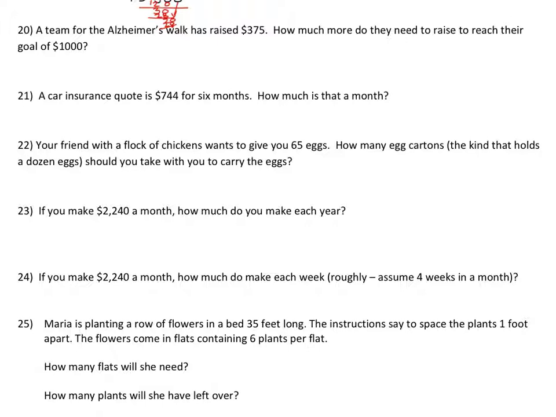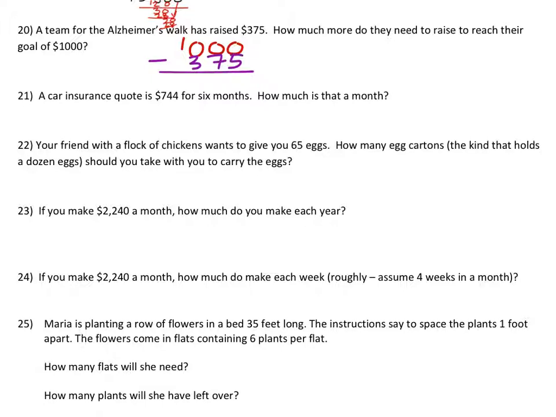So the team for the Alzheimer's Walk has raised $375. How much more do they need to raise to reach their goal of $1,000? So this one tells us how much they have raised and how much they need. So this one I would say we're going to use subtraction. Right? Their goal is $1,000. And to figure out how much they need to raise, we're going to subtract what they have already raised, $375, like this.